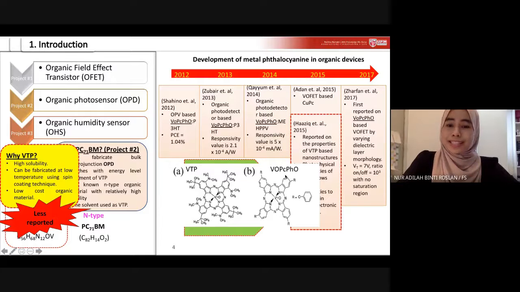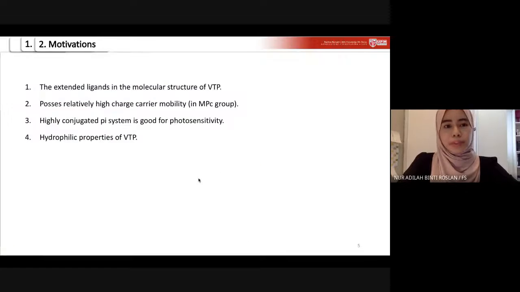All right, so this is why I just focus on the VOPC in developing organic devices. You can see that the central molecular structure of the VOPC and VTP is quite the same. The only difference is in terms of the ligands here. So VTP consists of extended ligands at the sites here, which affects the properties of that material. So this motivates us to proceed with the project.